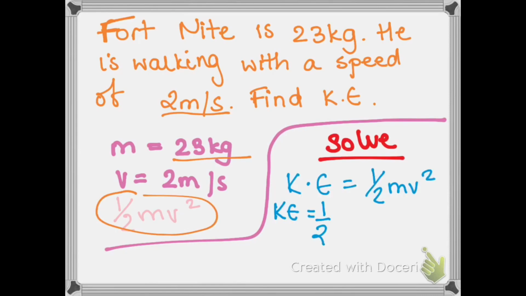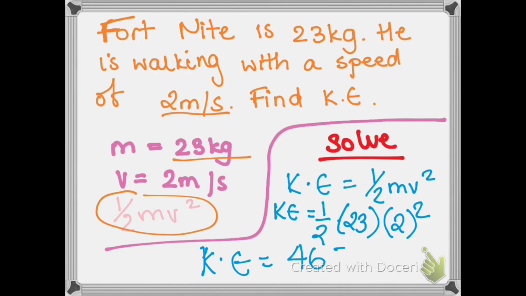Okay, so now for solving it, here's our formula again. And now we have half, and then we have m. What is our m? It's 23. And then we have our v, which is 2, and 2 squared. So now if you had to calculate this using a calculator, you would get 46 joules, and that is our total kinetic energy of Fortnite.